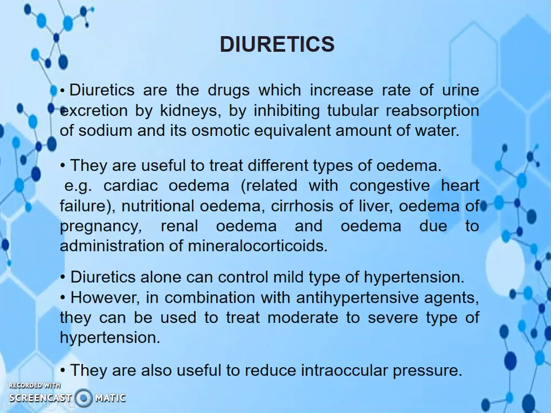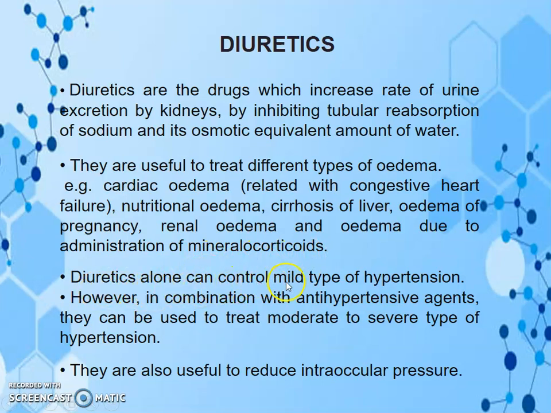Let's start with the introduction. Diuretics are the drugs which increase the rate of urine excretion by the kidney by inhibiting tubular reabsorption of sodium and its osmotic equivalent amount of water. They are useful to treat different types of edemas, for example, cardiac edemas related to congestive heart failure, nutritional edemas, cirrhosis of liver, edemas of pregnancy, renal edemas, and edemas due to administration of mineralocorticoids.